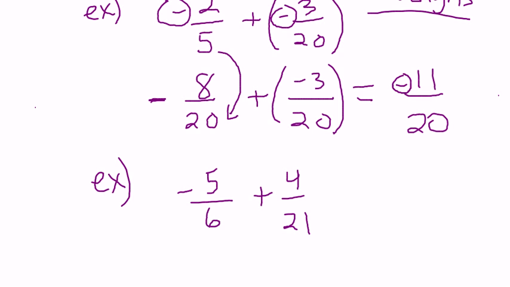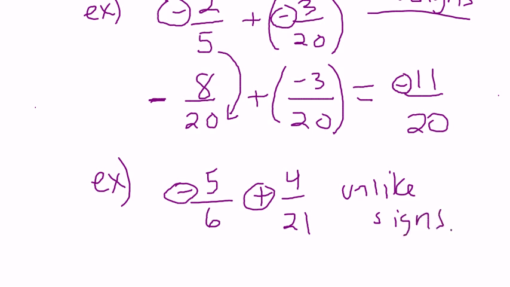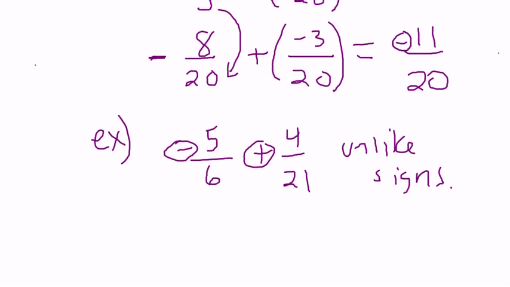Okay, so here we have -5/6 plus 4/21. Clearly, this guy's negative, this guy's positive, unlike signs. So if you're just thinking about recipes, unlike signs, you're going to have to subtract and the answer takes the sign of the larger number. But sometimes it's hard to judge what the larger number is when you're dealing with fractions. And no, we're not going to convert them into decimals. We're going to keep wheeling and dealing in fractions.